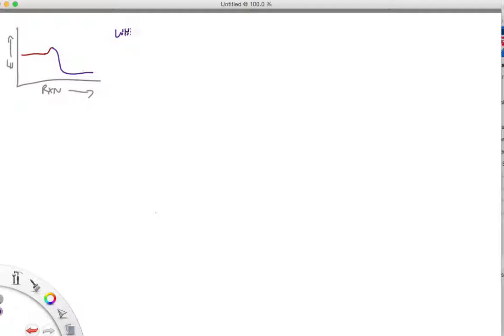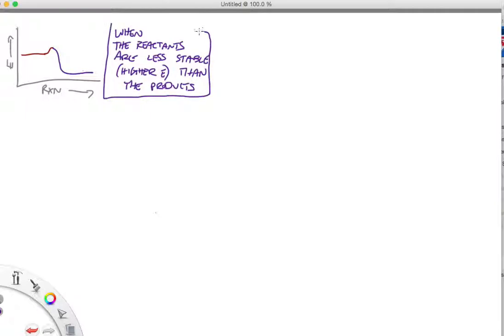So when the energy is higher and it's released and the products have a lower energy, you can describe it this way: when the reactants are less stable, in other words higher energy, than the products, this whole process is something called an exothermic reaction. Heat is exiting the system, exothermic reaction.